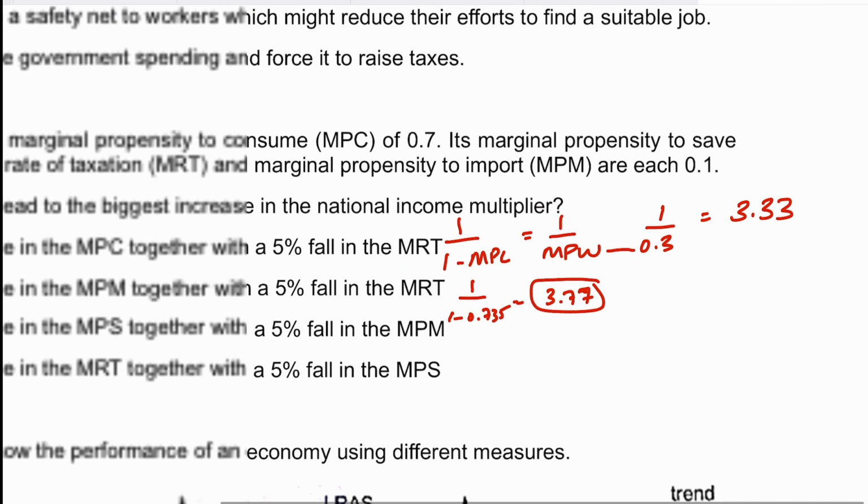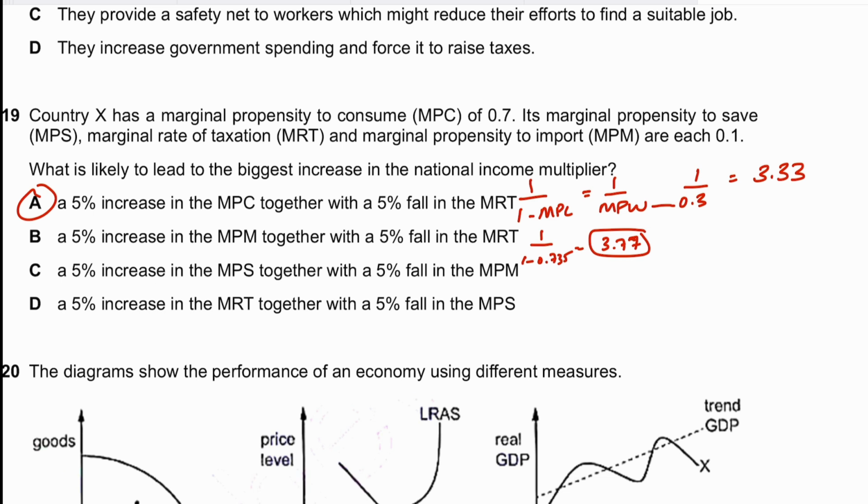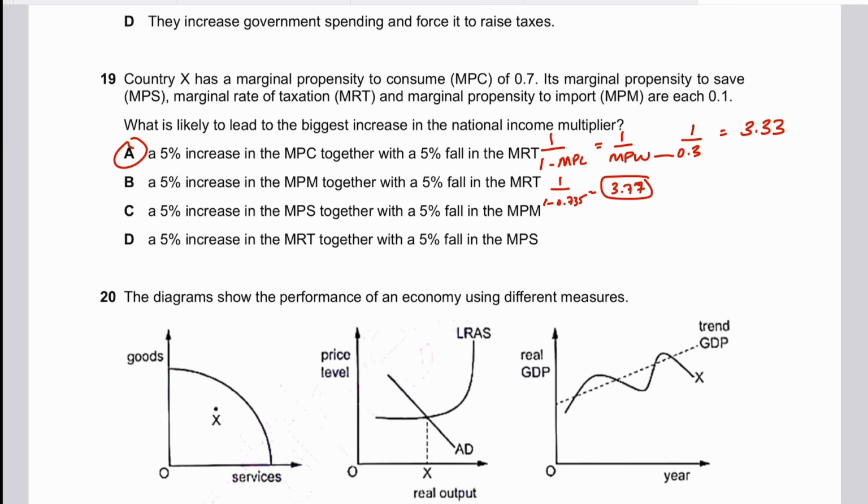And so let's see that, if you look at options B, C, and D, whatever will happen in option B, the same would be applicable for options C and D, because a 5% increase in MPM or a 5% increase in MPS or MRT with another 5% fall in either MRT or either of MPM or MPS would give you the same results, right? Because MPM, MRT, and MPS are all equal to MPW. I mean, the total MPW, right?